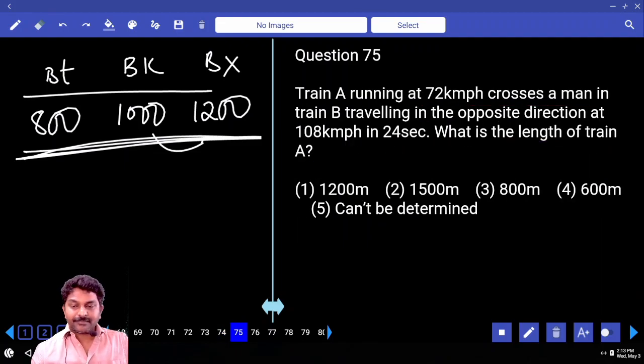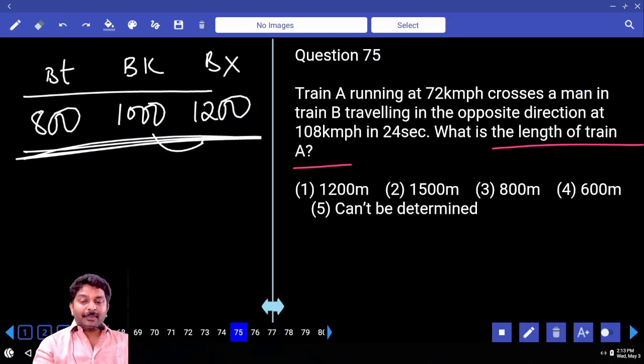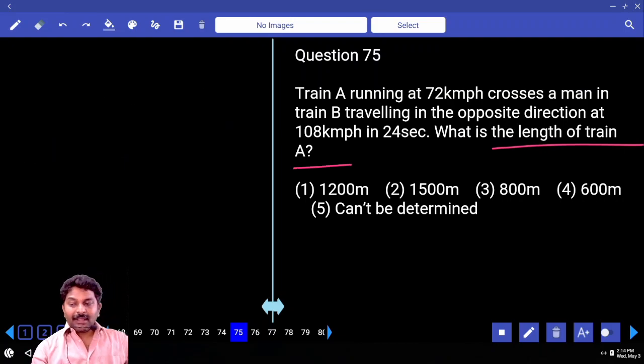Train A running at 72 km per hour crosses a man in train B traveling in the opposite direction at 108 km per hour in 24 seconds. What is the length of train A? How many trains are here? And out of that we were asked to calculate train length A only. Do you know the length of train B? Come on. Now can you answer this question?